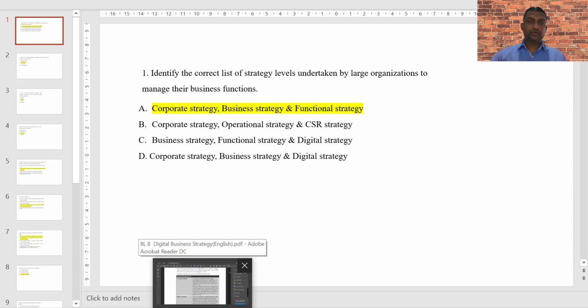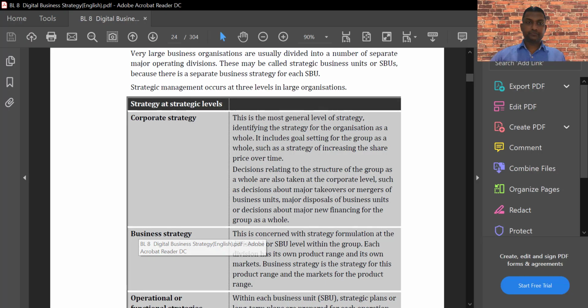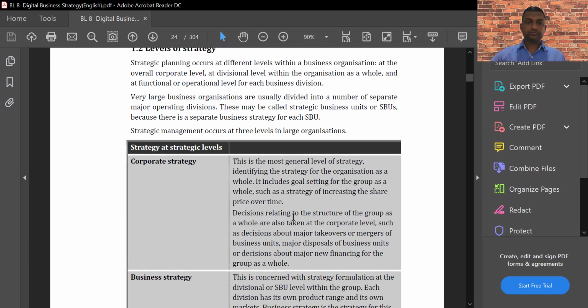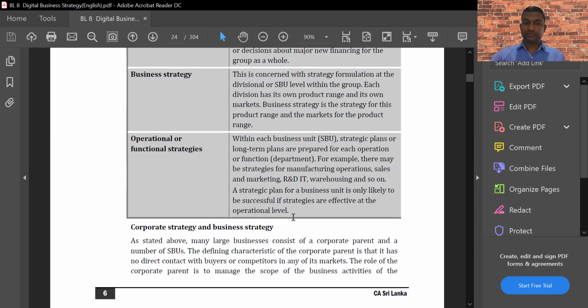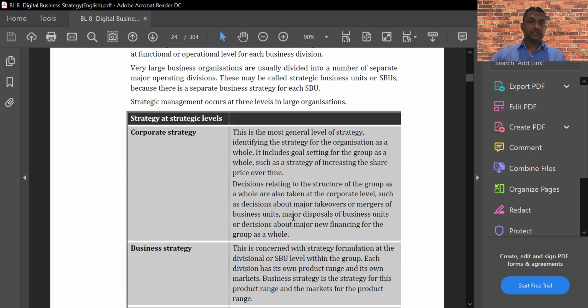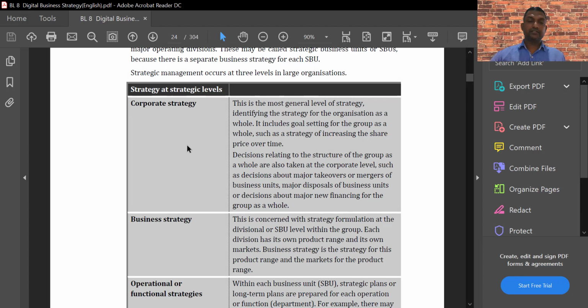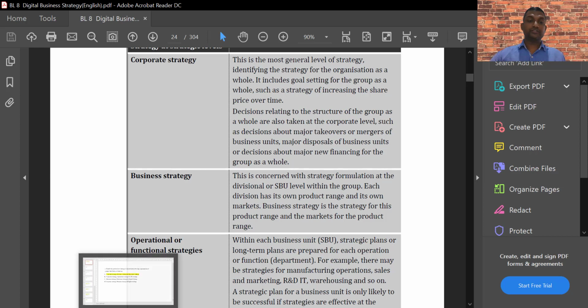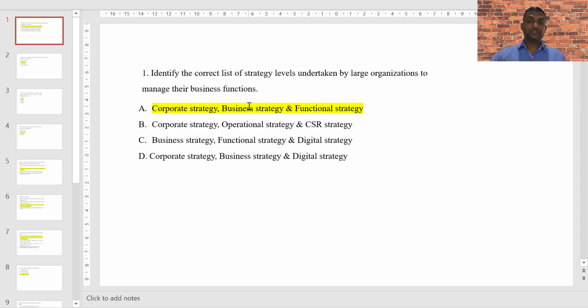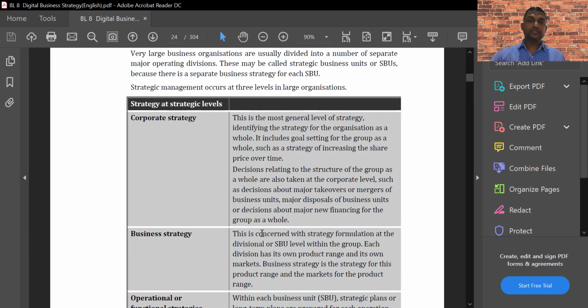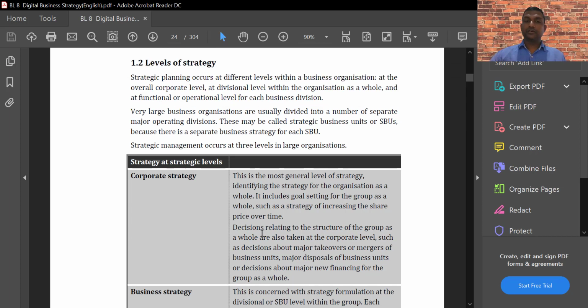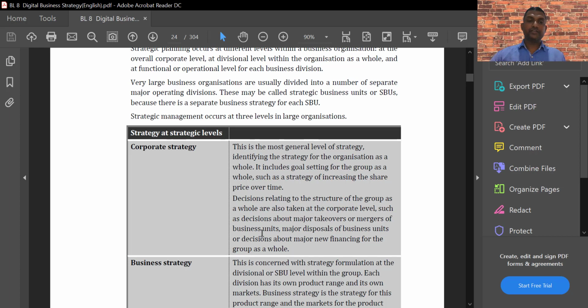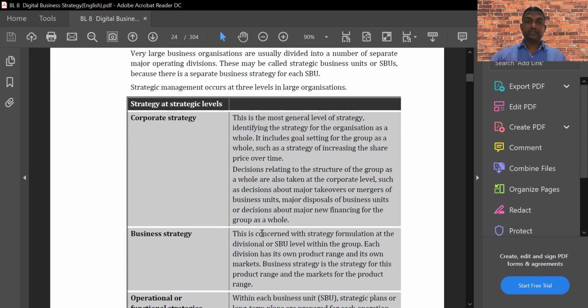Anyway, let's look at how it is explained in the study guide. If you go to the study guide in chapter 1, there's a table. I think this is familiar to you. In this table, it clearly says corporate strategy, business strategy, operational or functional strategy. This is a really important area in terms of defining separate strategies for each of the strategic levels.